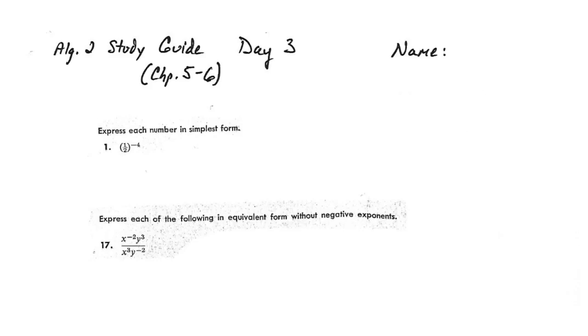Here are the answers for the Day 3 study guide over chapters 5 and 6. Question 1. Express the number in simplest form. Here we're practicing the exponent rules. There's a negative exponent, which means a reciprocal. So take that base and turn it upside down and give it a regular exponent, not a negative exponent. Then evaluate this as 16.